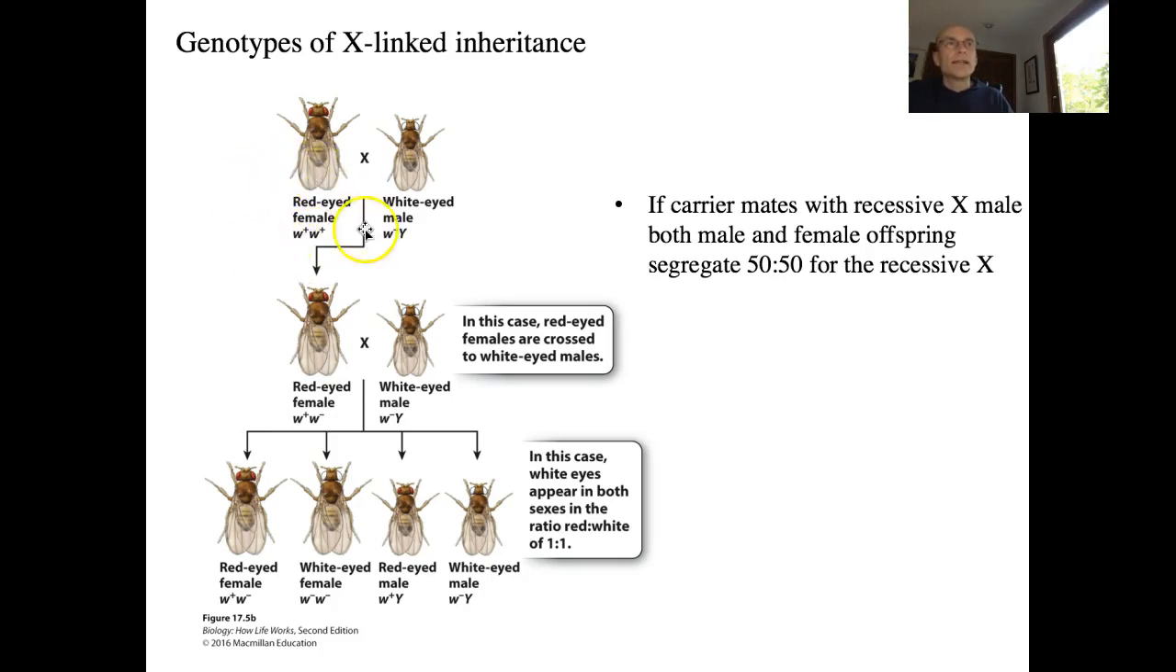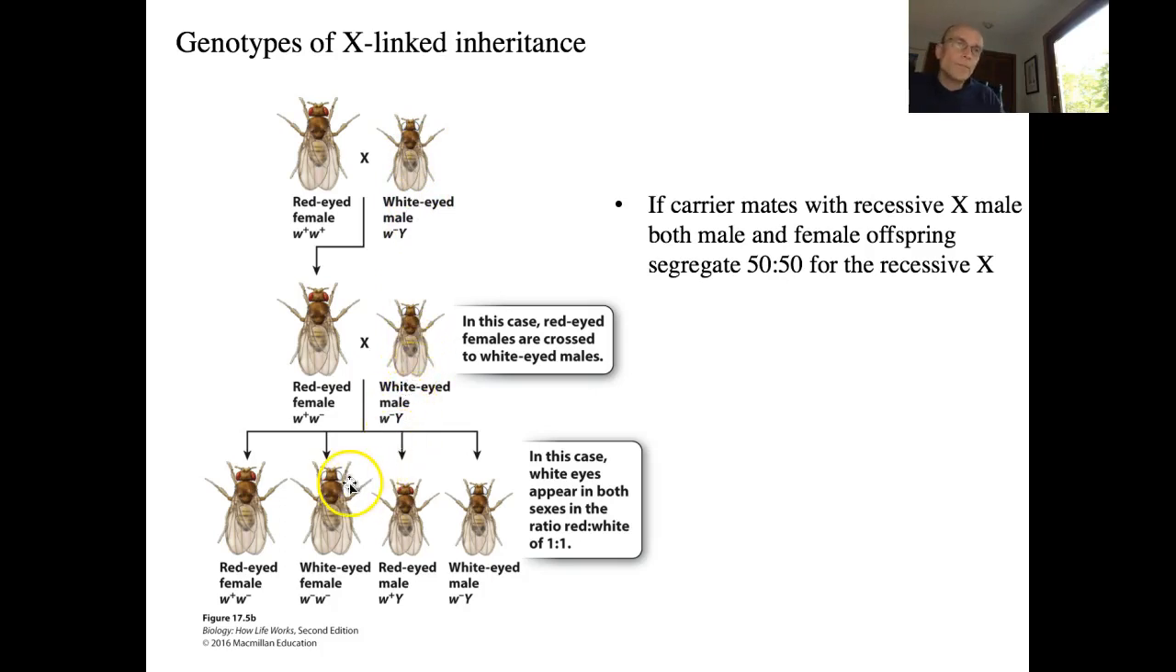We start with the same red-eyed female with two dominant alleles, and we start with the same male, who has the Y chromosome and the recessive W minus allele. And we will get the same as on the previous slide, a carrier female that has the W plus, W minus. But now in this one, we're not doing a sibling cross. We're crossing this with a white-eyed male, so basically the same genotype as the grandfather.